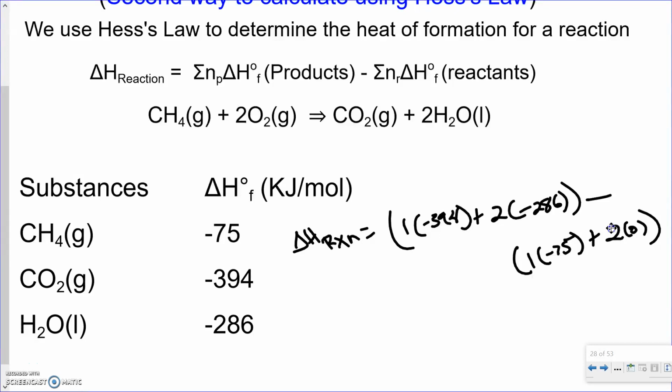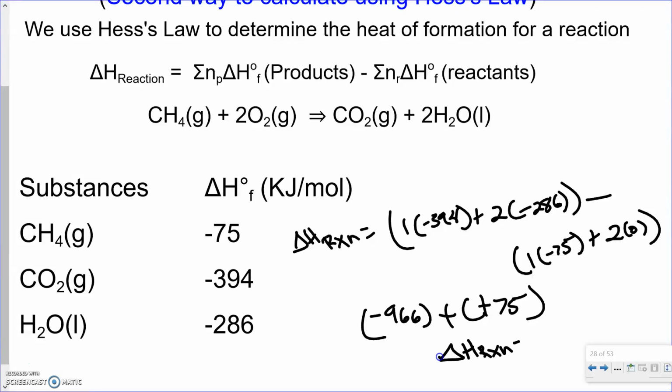All right, so now we do our calculations. So we have negative 394 plus 2 times negative 286, and that's going to add up to negative 966. We're subtracting that from 1 times negative 75 plus 2 times 0, which is just going to give us a negative 75. And now we're just going to add a positive 75 to our negative 966, and we're left with a delta H of reaction equal to negative 891.